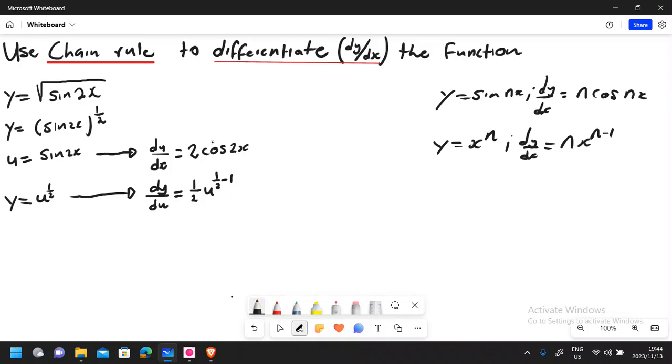Now here, guys, we are done differentiating these two functions. Now in order for us to find dy over dx, remember, the formula is always like this. It's going to be your du over dx multiplied by dy over du. Guys, this formula here is for the chain rule.